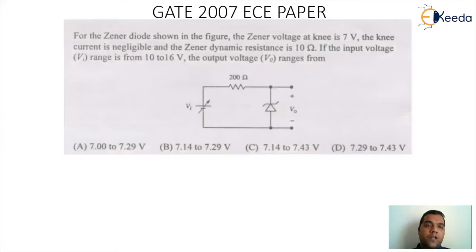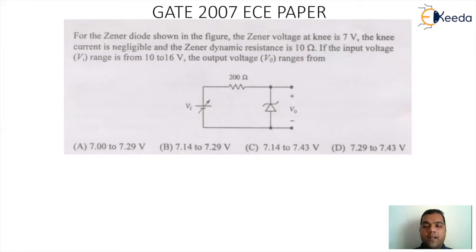This is from the GATE 2007 EC paper. Let's have a look at the question. The question is, for the Zener diode shown in the figure, the Zener voltage at knee is 7 volt, the knee current is negligible, and the Zener dynamic resistance is 10 ohm. If the input voltage Vi ranges from 10 volt to 16 volt, the value of output voltage VO ranges from.